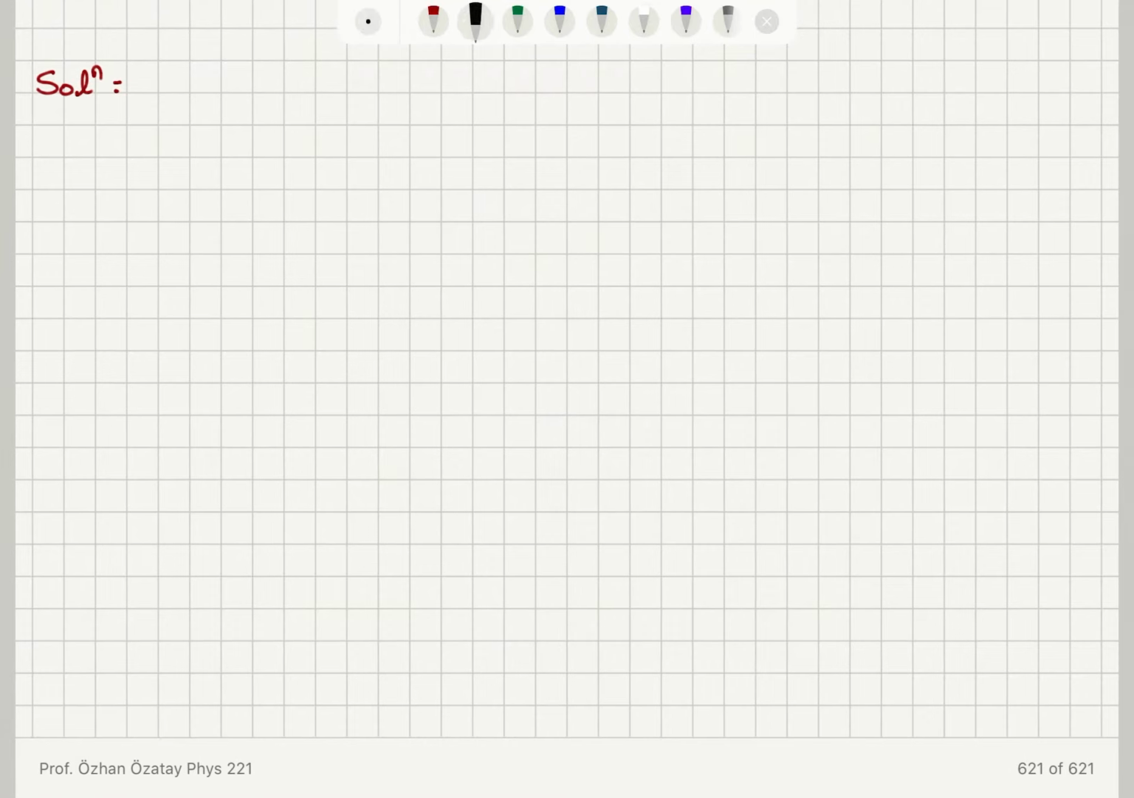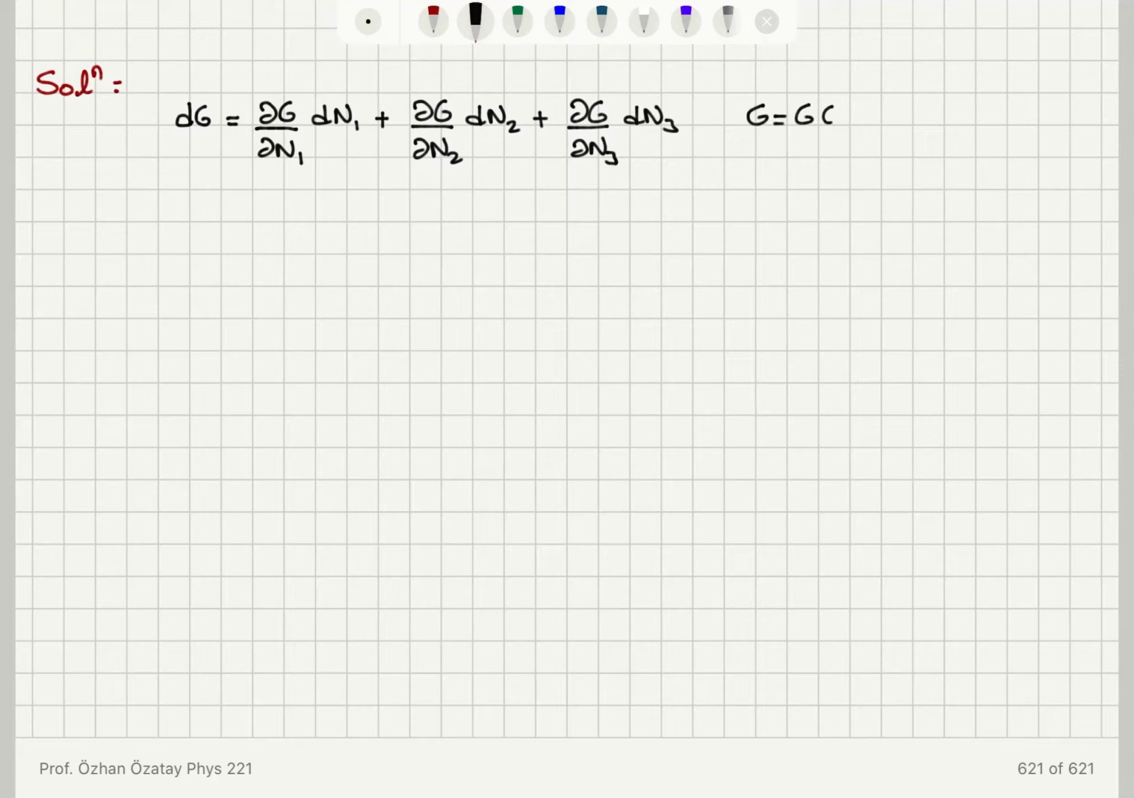So we're going to write the change in the Gibbs free energy dG. It is the partial derivative of G with respect to N1 dN1, plus the partial derivative of G with respect to N2 dN2, plus the partial derivative of G with respect to N3 dN3. We can do this because Gibbs free energy is a function of three variables, N1, N2, and N3. And with that, the change in the Gibbs free energy is mu 1 delta N1 plus mu 2 delta N2 plus mu 3 delta N3, where mu I is defined as del G del N sub I.